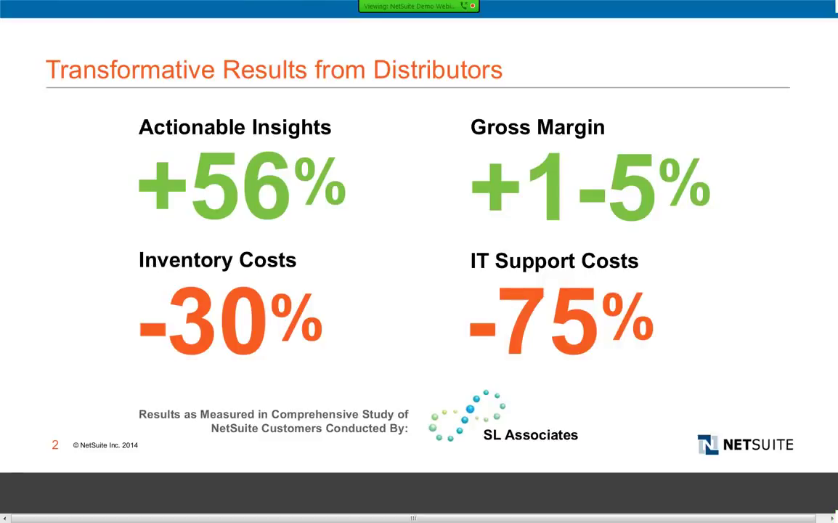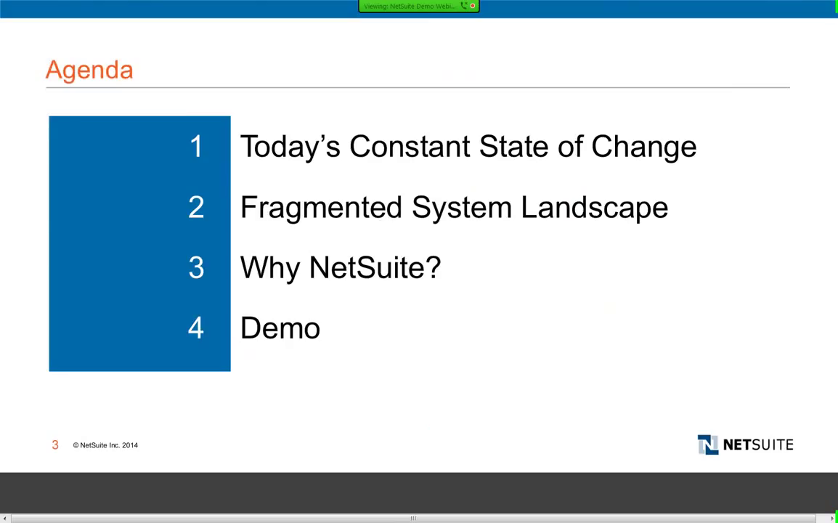These are just some of the examples of transformative results that our customers have realized, and we'll show you how those customers have realized them as we go through this presentation. Let's walk through a quick agenda for today. We'll start off by talking about today's constant state of change. Most of you are already aware of this. We'll just highlight it so that we're all on the same page. Then the fragmented system landscape that many of us, unfortunately, have to deal with in order to meet that challenge of constant change. We'll talk about why NetSuite. And we'll focus the majority of our time on a demo, on the product, and show you how we actually do that with our product.